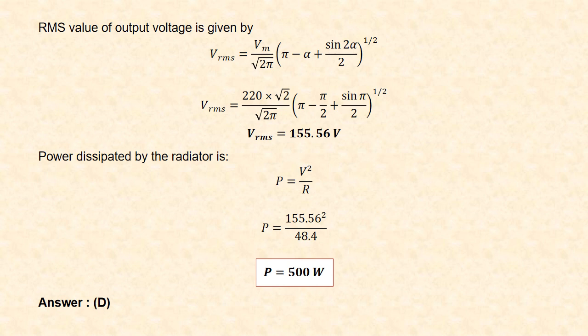155.56 volt. Now the power dissipated by the radiator can be found: P is equal to V square divided by R. Substituting V is equal to 155.56 volts and resistance R is equal to 48.4, we have the power dissipated by the radiator as 500 watts. So option D is the correct answer.